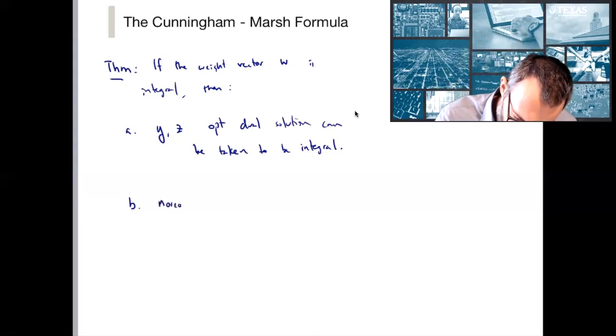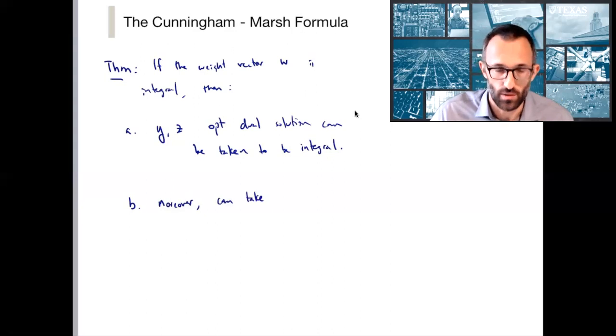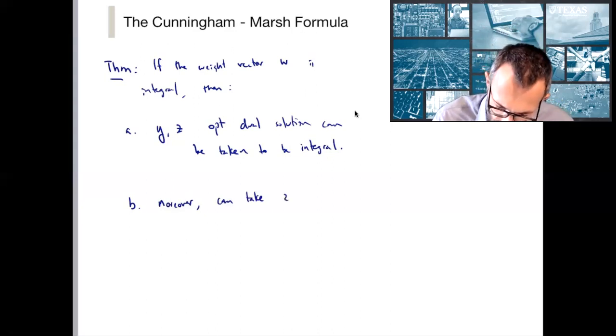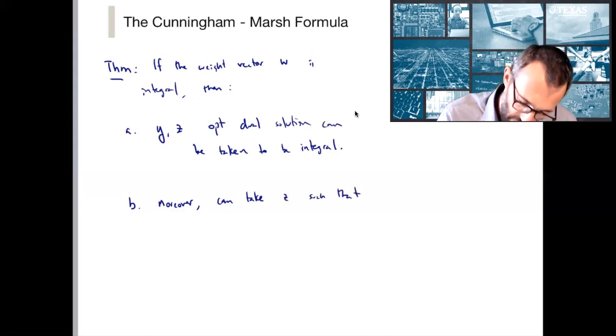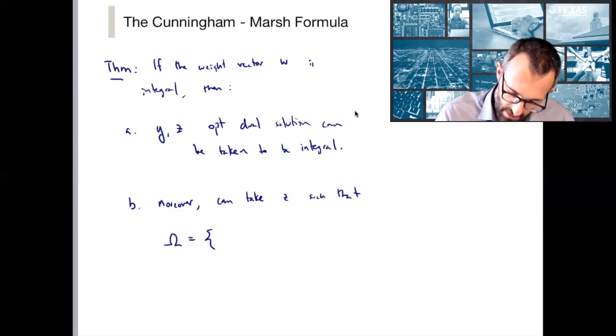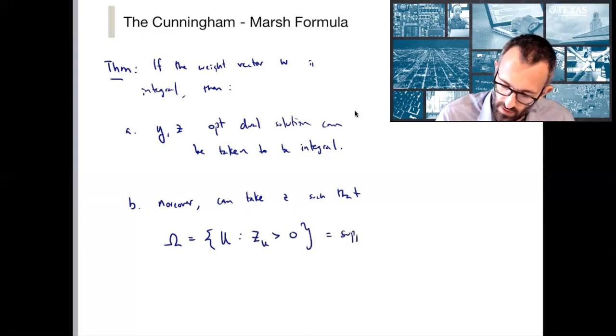Moreover, we can take, and when I say we can take, I mean there exists an optimal solution such that we can take Z such that if I look at this set of subsets U such that Z_U is positive, in other words, this is just the support of Z, it is laminar.